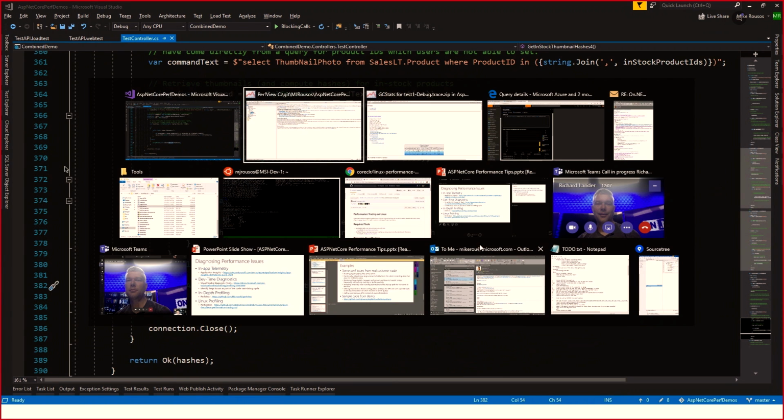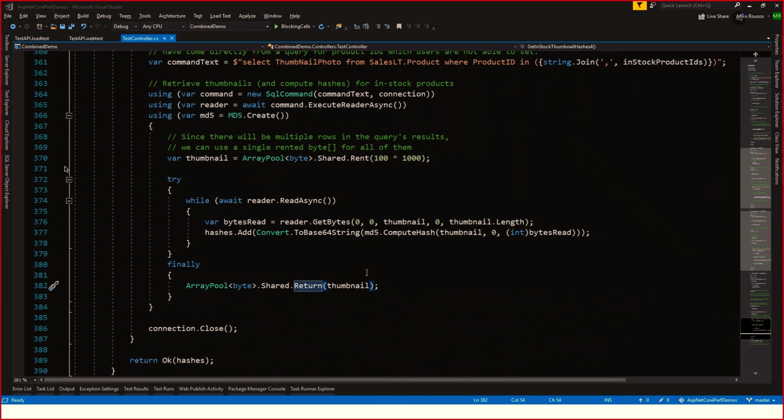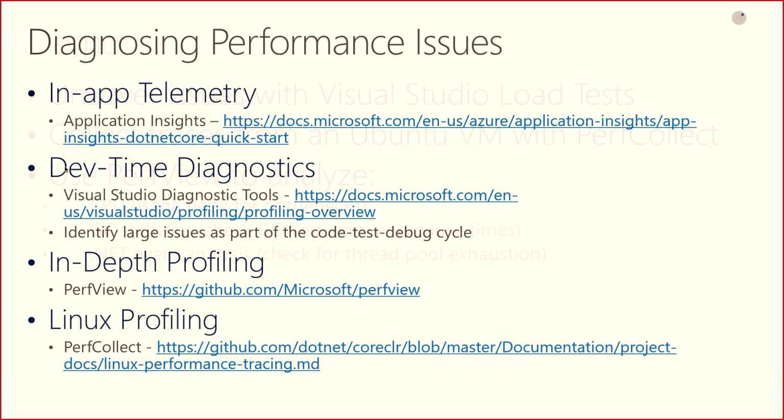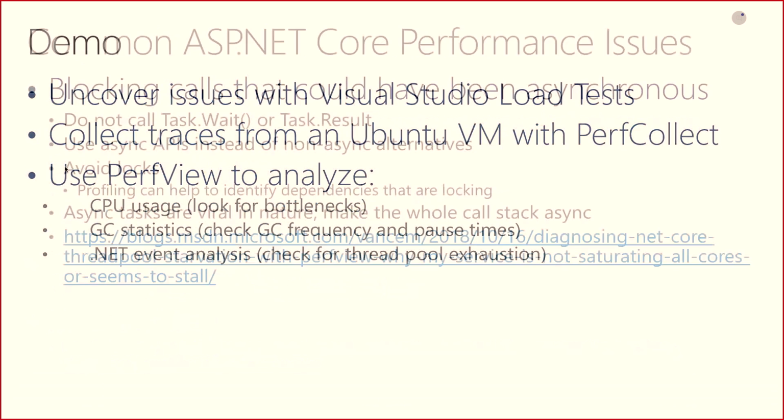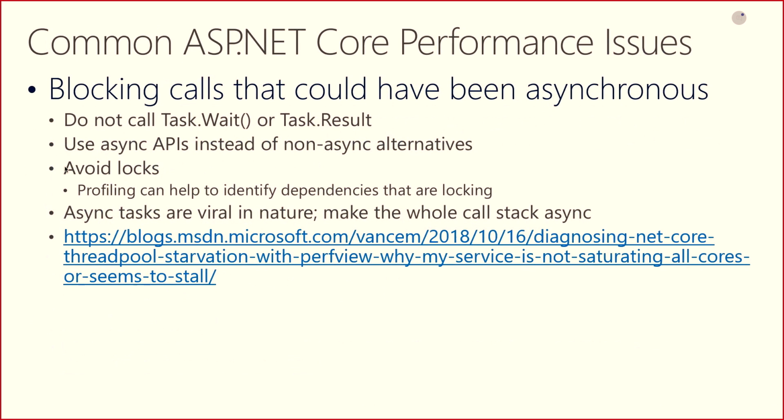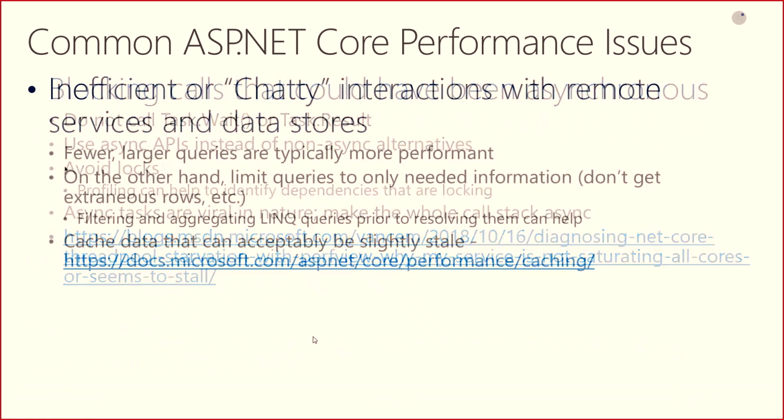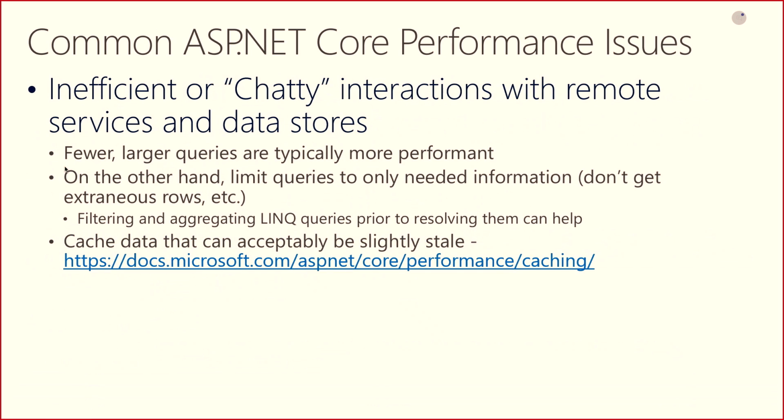So, I mean, that's basically the demo. Again, there's a lot more that can be done with PerfView and PerfCollect, but I just wanted to cover some of these. Just to recap: make sure you're not blocking calls that could have been asynchronous. Got a great blog post here by Vance about why that's so bad and how to avoid it. Look out for chatty interactions. Making calls to databases and remote services is slow.